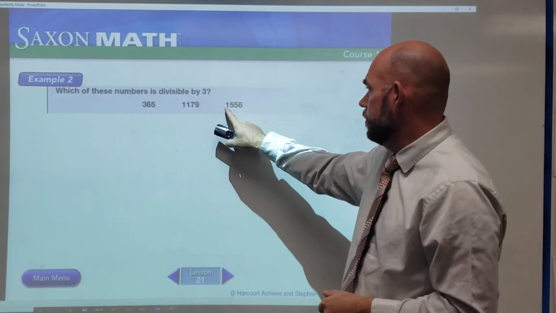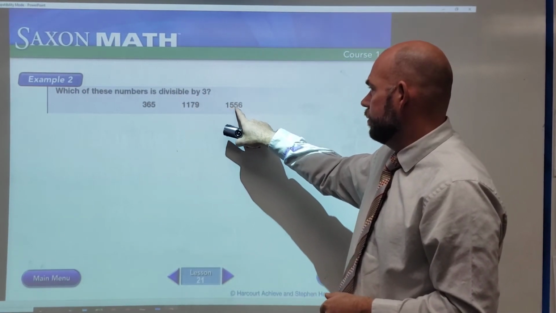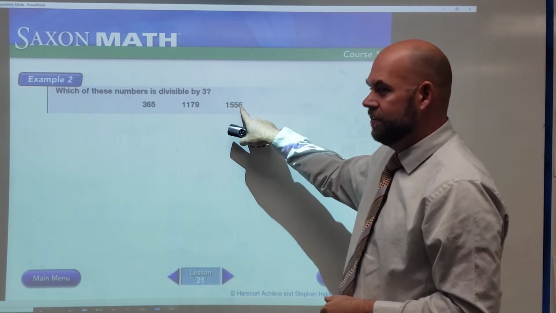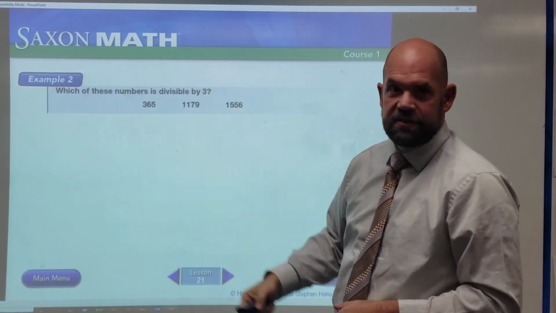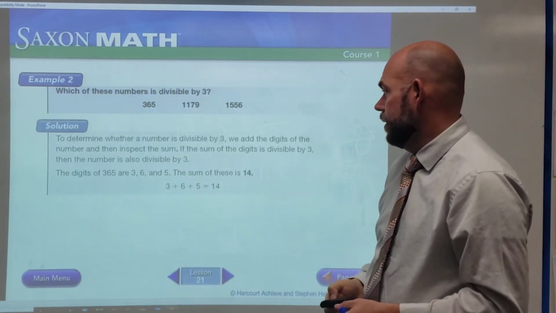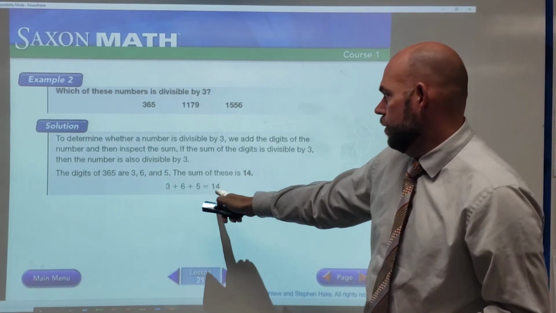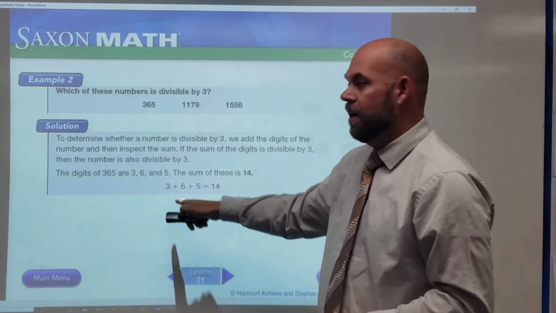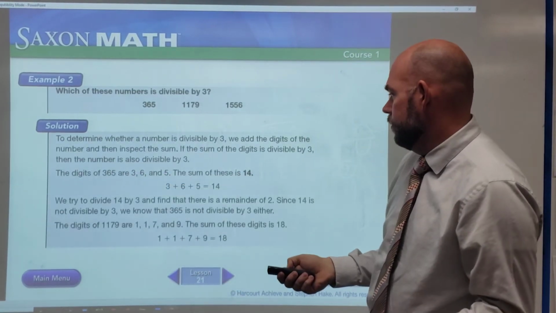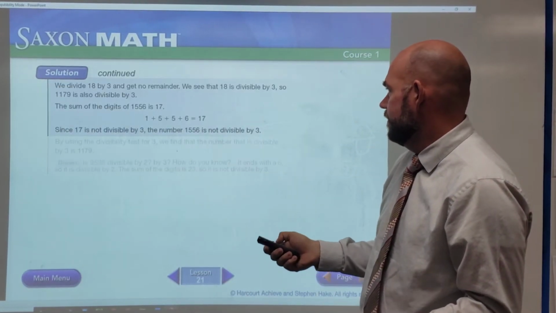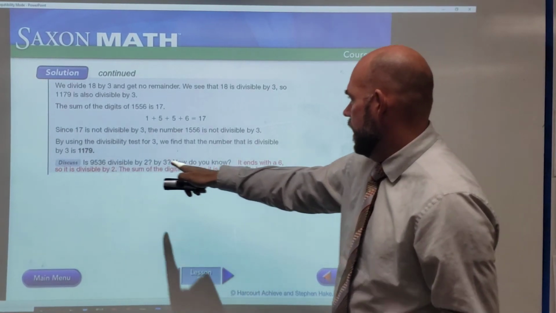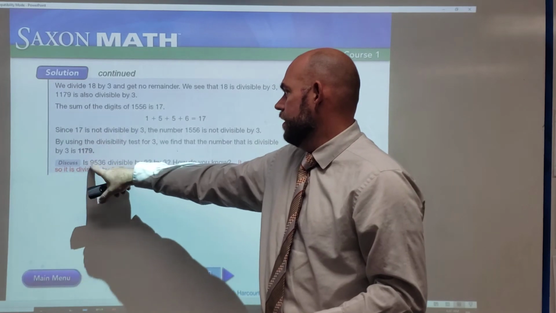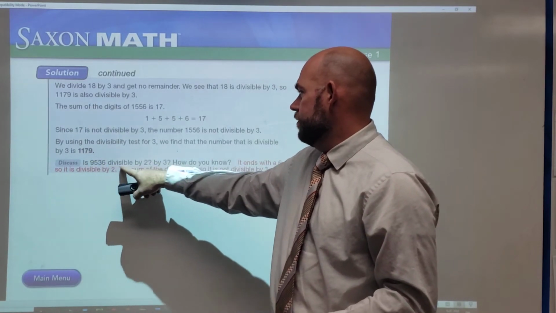But let's look at this one too. 1 plus 5 is 6. 6 plus 5 is 11. 11 plus 6 is 17. Does that divide by 3? No. So we know 1179 is divisible by 3. We can add up 3 plus 6 plus 5, but we already did that, so we're going to fast forward through all these and see that the answer is 1179.